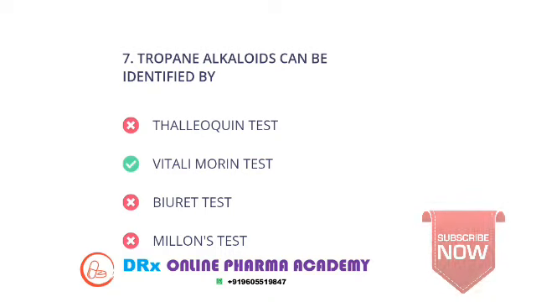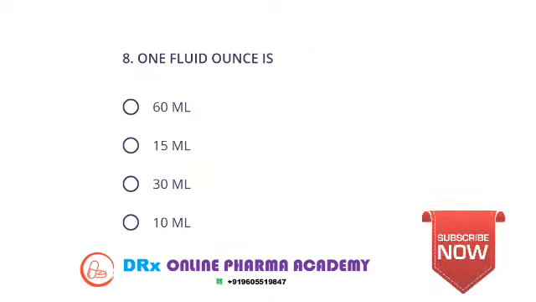And the eighth question is 1 fluid ounce is 60 ml, 15 ml, 30 ml, 10 ml. These are the options. And the answer is 30 ml. 1 fluid ounce is 30 ml.